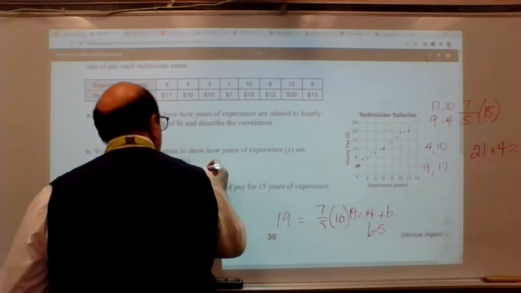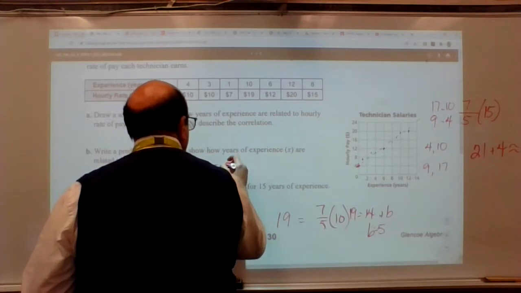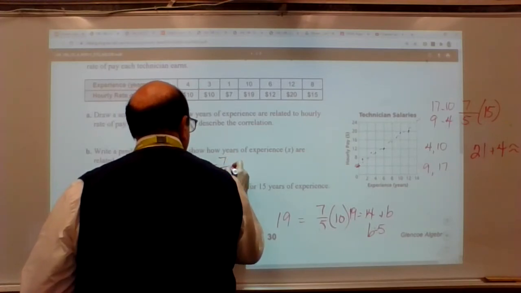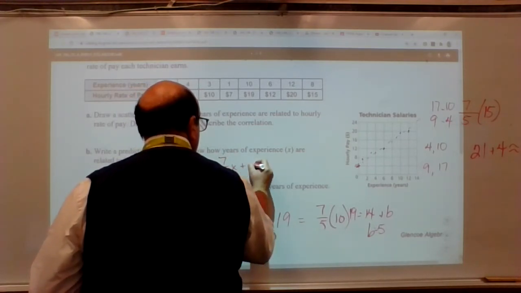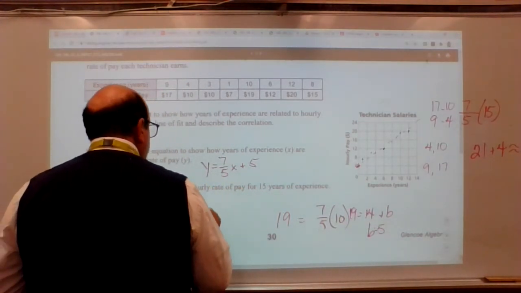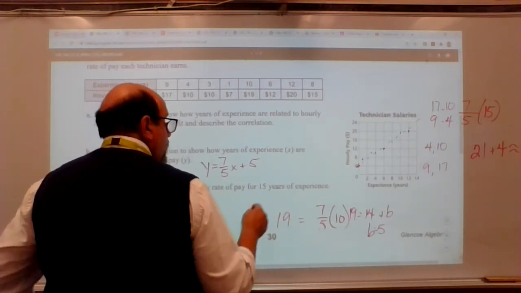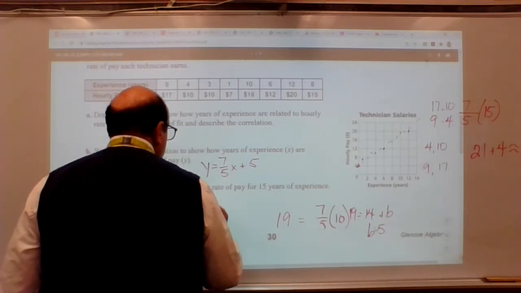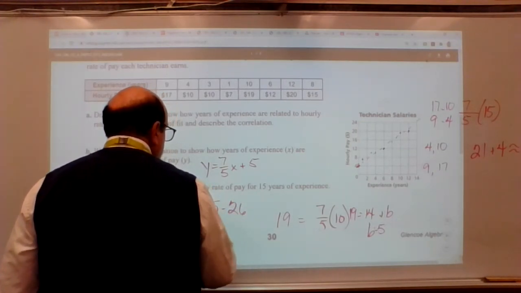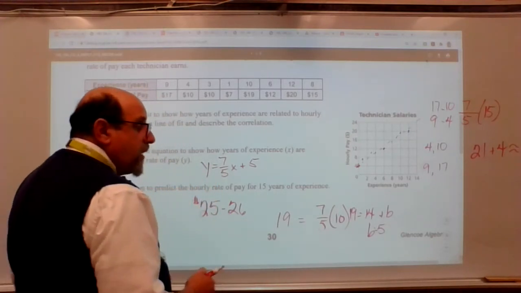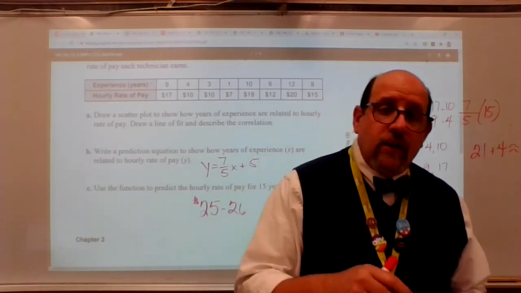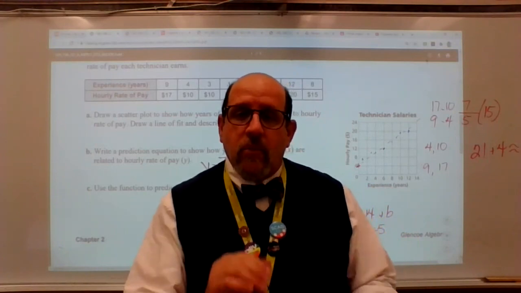But if we went ahead and wrote this in, we'd say y equals 7/5 x plus 5. I like plus 4 because I can see it there, but that's okay. And we say somebody who works there for 15 years is probably going to make between $25 and $26. That's about it. There's a whole other piece of how to put scatter plots into your calculator, but we're not going to do that. We're going to move directly on.